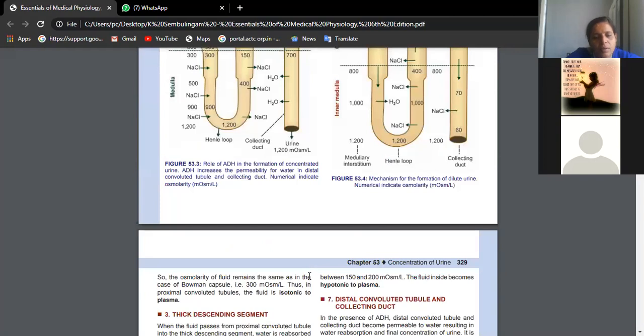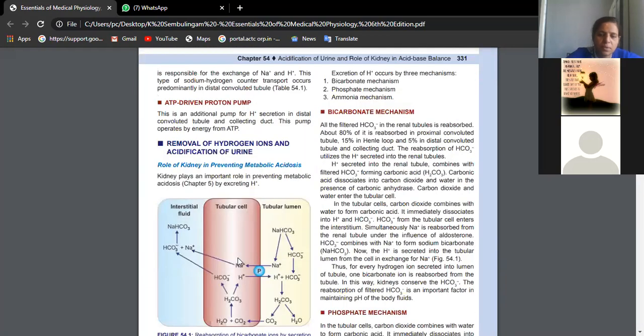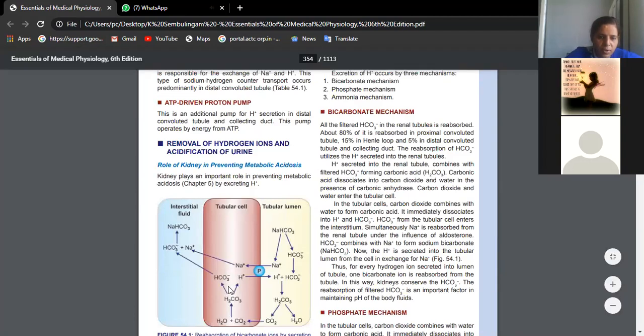Figure 54.1. It becomes easy now like this. This is the tubular cell, and this is the sodium bicarbonate which is present in the lumen. It is being split into sodium and bicarbonate. Sodium goes into the tubular cell, and bicarbonate combines with hydrogen ion to form H2CO3. So this bicarbonate is being reabsorbed in the tubular cell in the form of carbon dioxide.